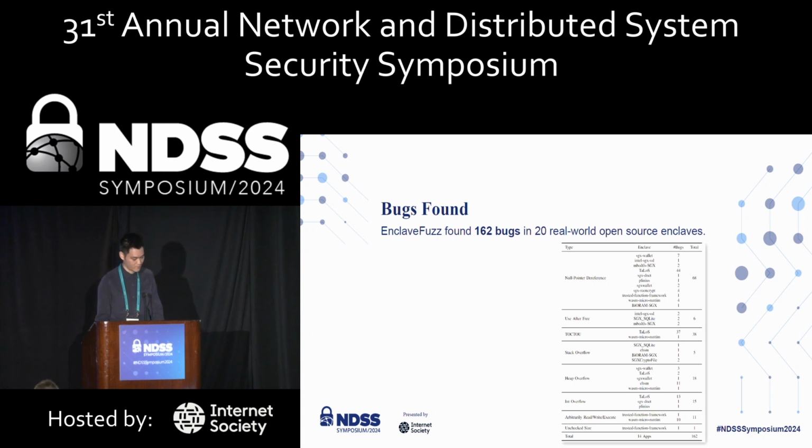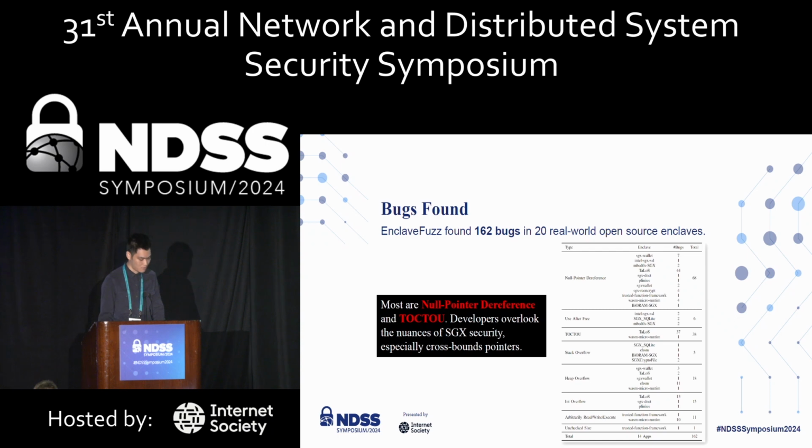First, we evaluate EnclaveFuzz to see if it can find new bugs. In total, EnclaveFuzz found 160 bugs in around 20 real-world open-source enclaves. Among all bugs, most are non-pointer dereference and time-of-check, time-of-use bugs. Most developers are not that familiar with the security assumptions of SGX, and they may not check pointers, just use them within the enclave.